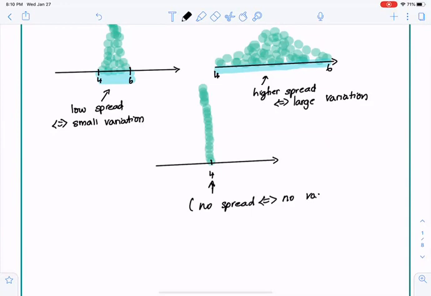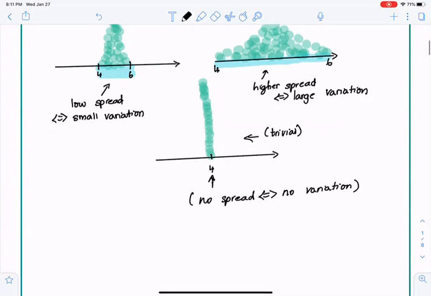Now, the last case is a trivial case in statistics. It's unlikely that we would analyze data and end up with a sample that has the same observation. So it just doesn't happen in statistics. So our goal is to come up with measures that would give us a sense of how the data is spread. Is it spread too much, or is it spread too little, and so forth.